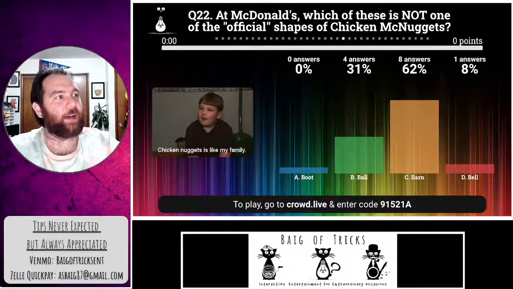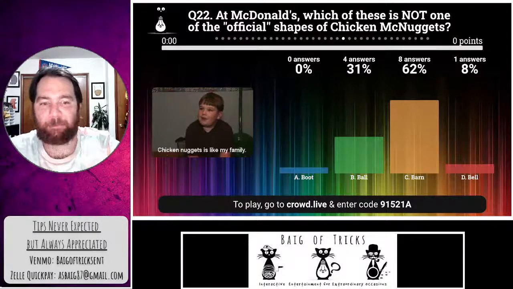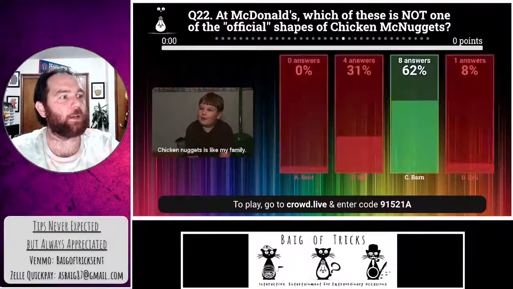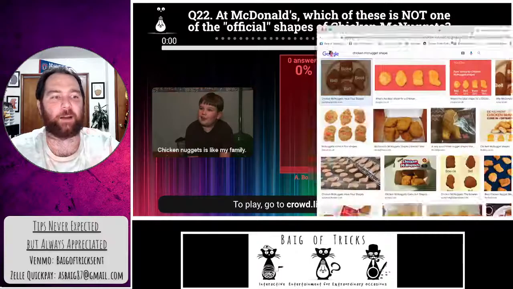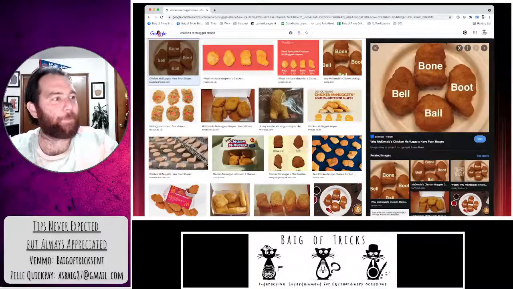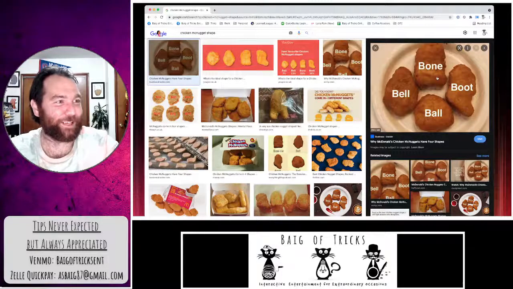4 people said ball, 1 person said bell, 8 people said barn. That would be a pretty fancy Chicken McNugget. That's the correct answer. There is no barn. We have bell, ball, boot, and bone. I don't know how bone got in there.